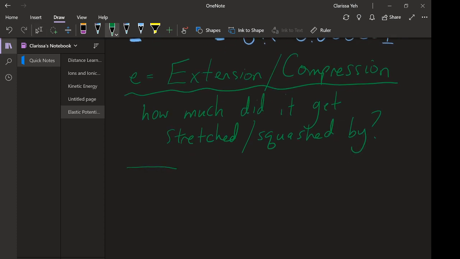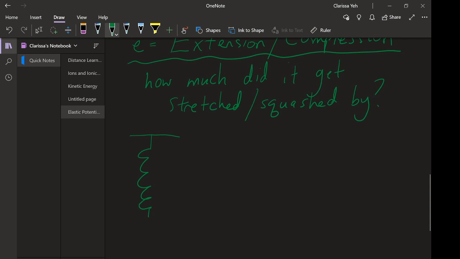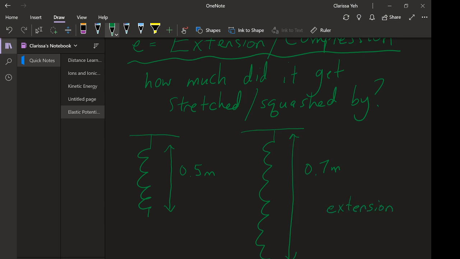So let's say that I had a spring. There's my spring there. Let's say that it started off at 0.5 meters, and then I stretched it out, and now it's a total length of 0.7 meters. That means my extension is going to be how much it's stretched by. It's going to be the increase. So my increase was 0.2 meters.